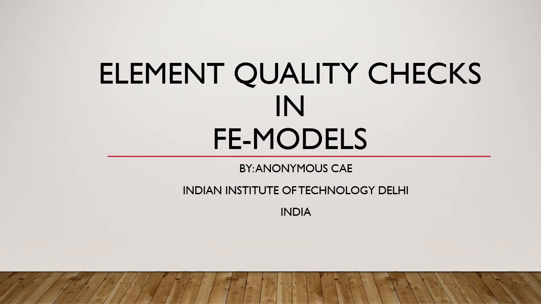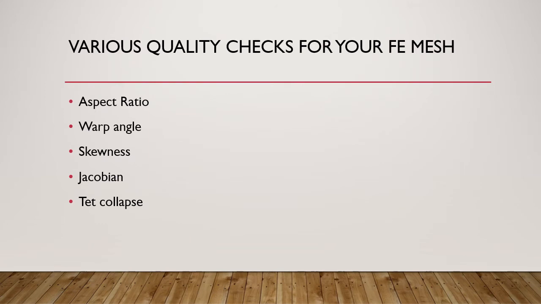Hello, today we will discuss element quality checks in finite element models. While preparing your finite element model or your finite element mesh, your mesh needs to pass through various quality checks, which include aspect ratio, warp angle, skewness, Jacobian, and the TET collapse. Apart from these, there are certain other quality checks, but those are not that relevant compared to these five. So we will keep our focus only on these particular quality checks.